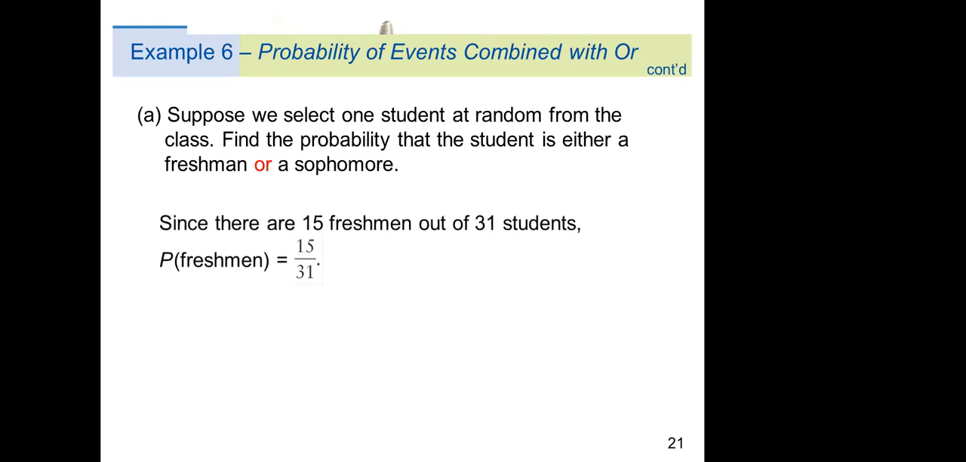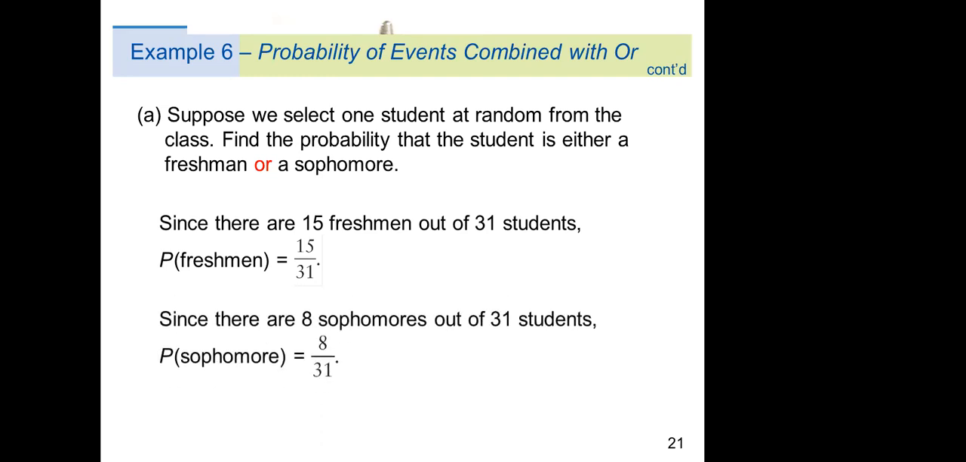All right. Since there are 15 freshmen out of 31 students, the probability of picking a freshman is favorable over total, 15 out of 31. Since there are eight sophomores out of the 31 students, there's an 8 out of 31 chance of picking a sophomore. Now notice, I'm not doing multiple trials. It's either one or the other in a single trial. So there's no subtraction from the numerator or denominator.